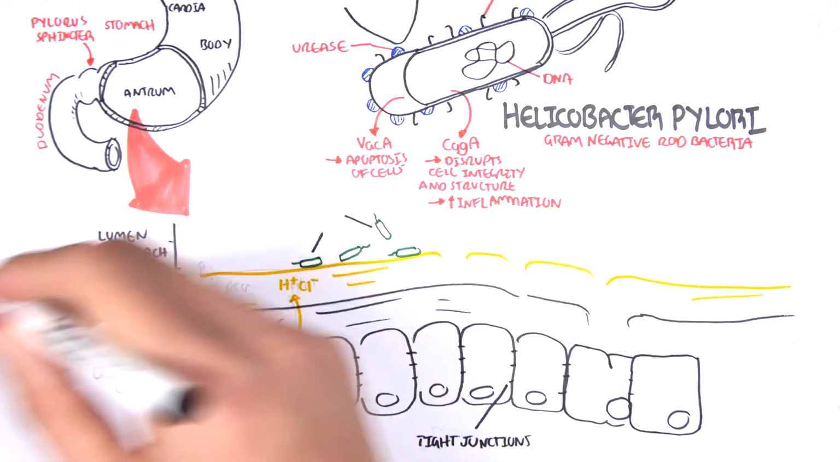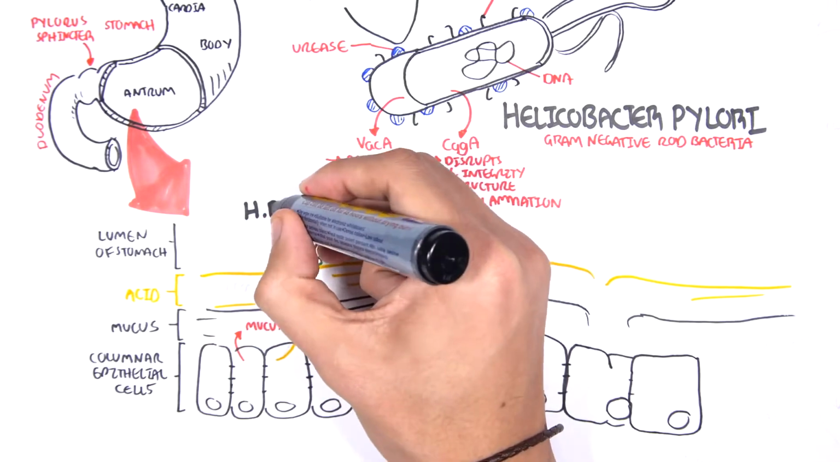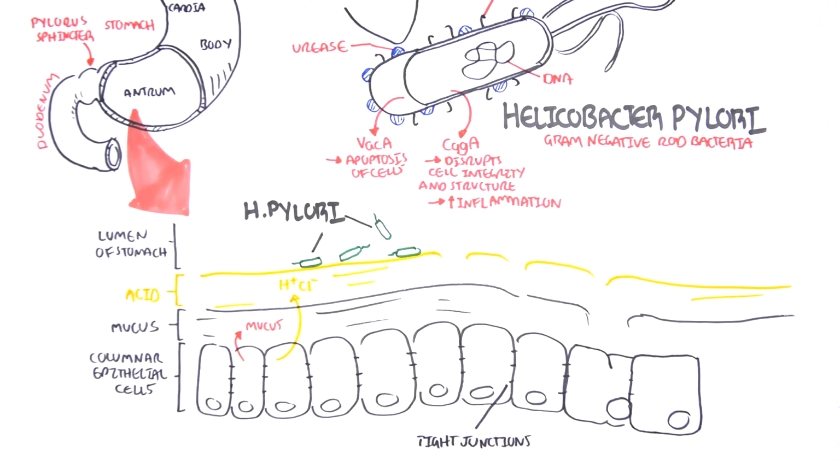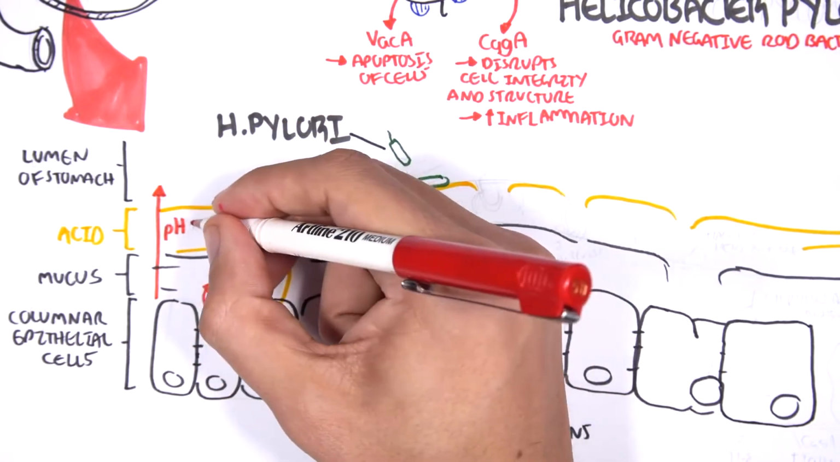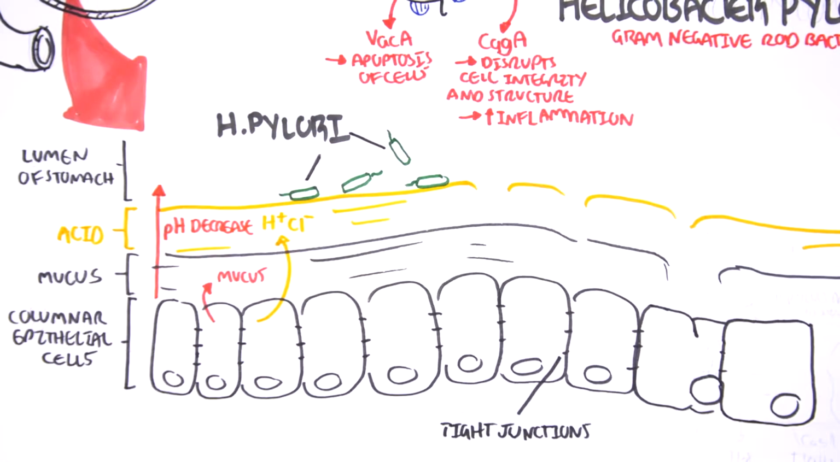Residing within the lumen of the stomach, or just on top around here, we have the bacteria H. pylori. And they could be here either through an infection, or they could just be there normally, because as I mentioned, about 50% of people have H. pylori within their stomach. So just drawing this up, we can see that the pH decreases from the mucus layer up the top. So the hydrochloric acid layer is the most acidic. So H. pylori, how does it survive in this acidic environment?